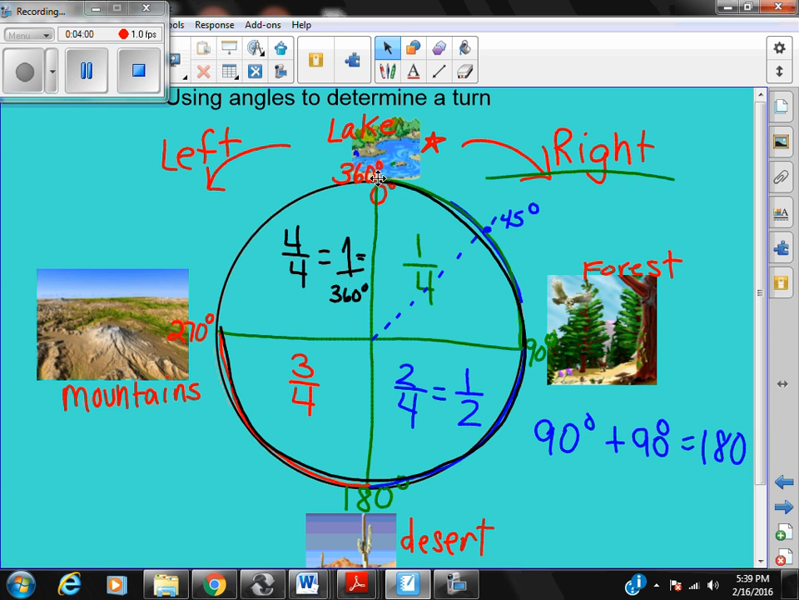So if someone made a 180-degree turn, they would be facing the opposite of what they were first looking at. So if I was looking at the lake and I made a 180-degree turn and I'm looking at the desert, the lake would be to my back. That is using what you know about angles to help you orient yourself or figure out which direction a person is in.